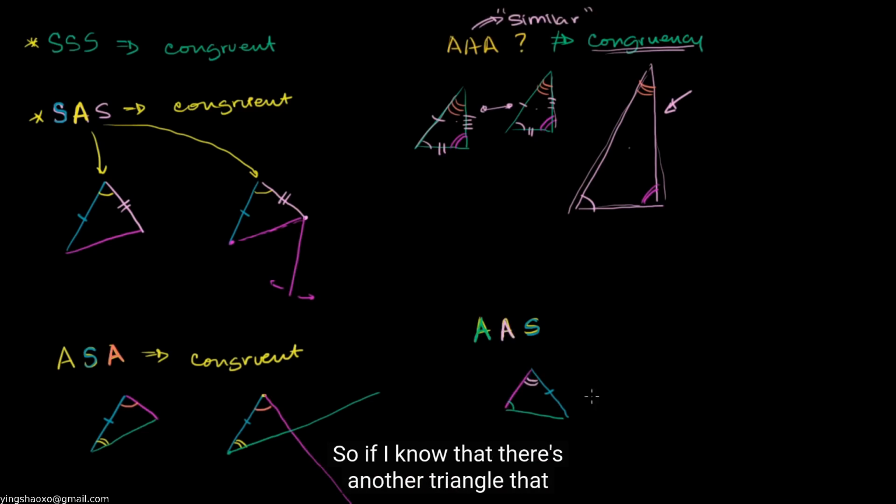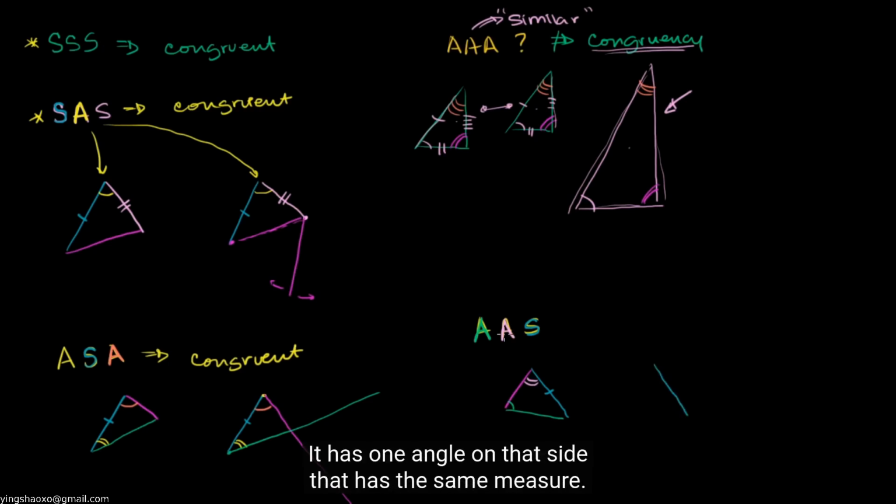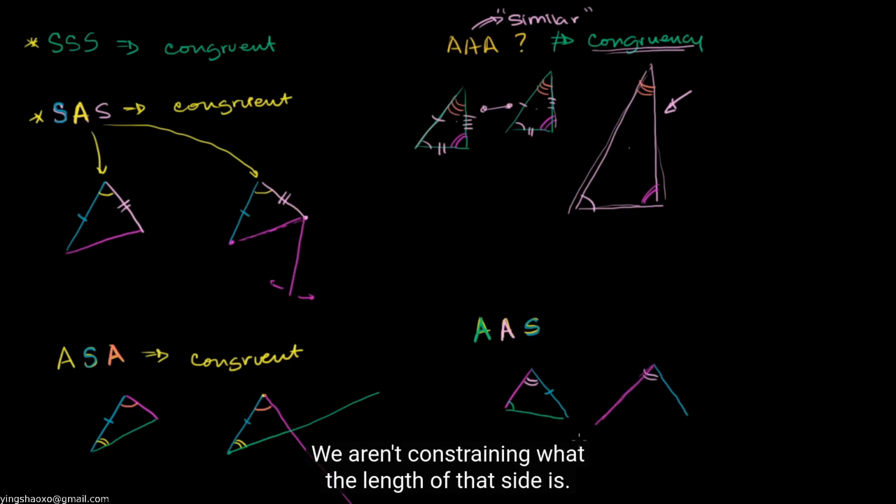So if I know that there's another triangle that has one side having the same length, let me draw it like that. It has one side having the same length. It has one angle on that side that has the same measure. So it has a measure like that. And this side right over here could be of any length. We aren't constraining what the length of that side is.